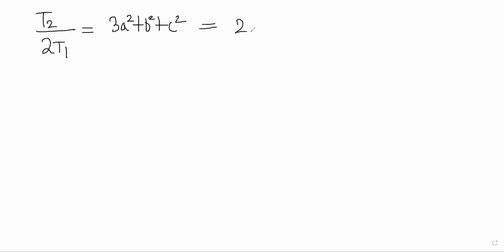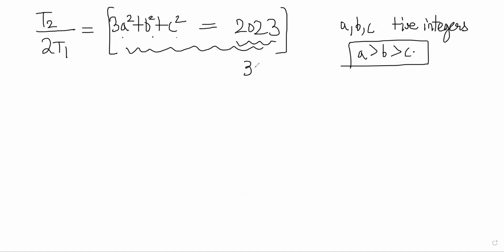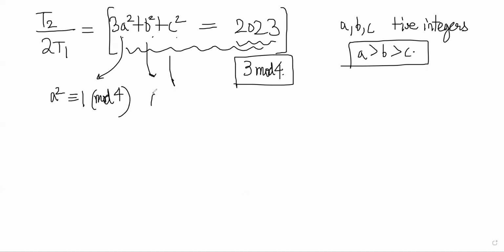And in the problem, it was mentioned that it is equal to 2023. So we have to solve this equation where a, b, and c are positive integers and a is greater than b is greater than c, right? If you think about the quadratic residues of a^2, b^2, c^2 modulo 4, you will realize that this side is 3 mod 4. So we can get this by saying that a^2 is 1 mod 4 and b and c are 0 mod 4.